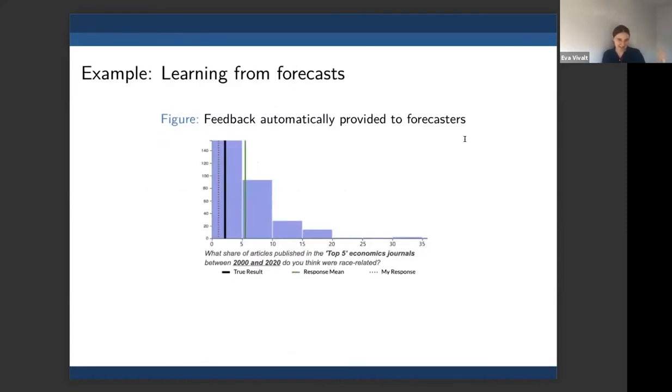At the end of that study I was telling you earlier by Advani et al. and those race-related papers, this was their distribution of the values that people estimated for the share. You can see the true result that they entered, the black line. The response mean is the green line, and you can see my response. This isn't actually mine, but you can see my response there. Okay.